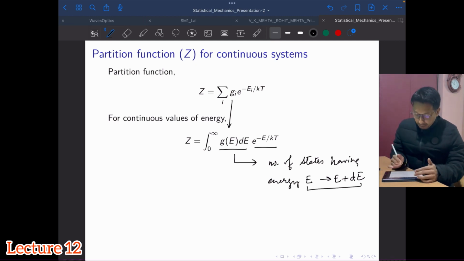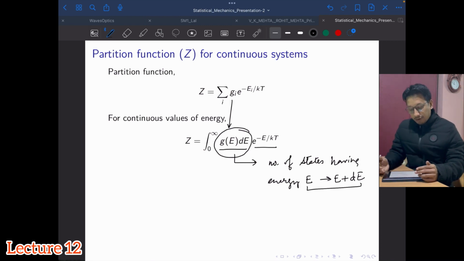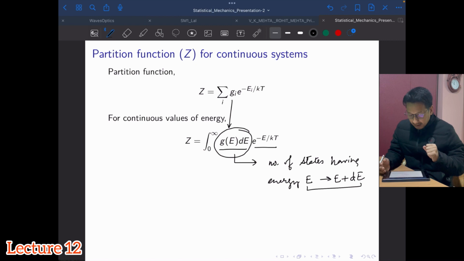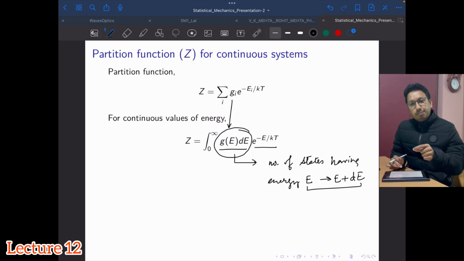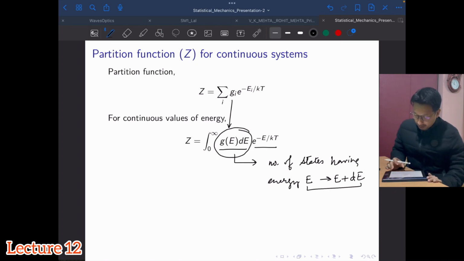Before going further, we need to find an expression for this such that we can carry out the integration, because we have been writing g_i or g(E), but we do not have any expression for it. So the first thing is to get an expression for this term. g(E) represents the number of states having energy between E and E plus dE, so we need to get the number of states lying in that range of energy.